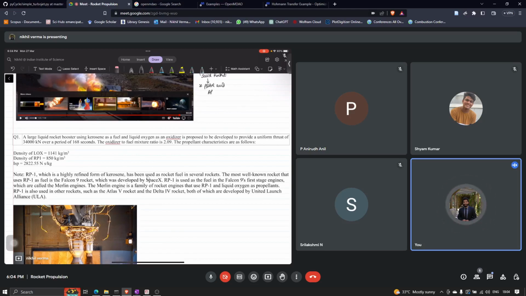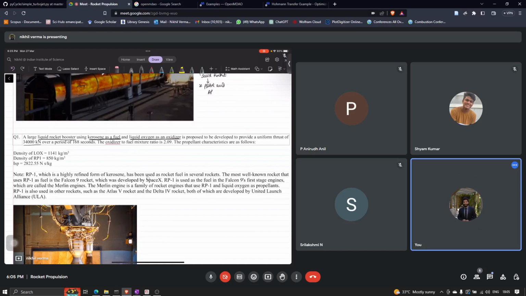We have a first question: a liquid rocket booster which uses kerosene as a fuel and liquid oxygen as an oxidizer is proposed to be developed to provide a uniform thrust of 3400 kilonewton, and the burn time is also given. The burn time is 168 seconds.